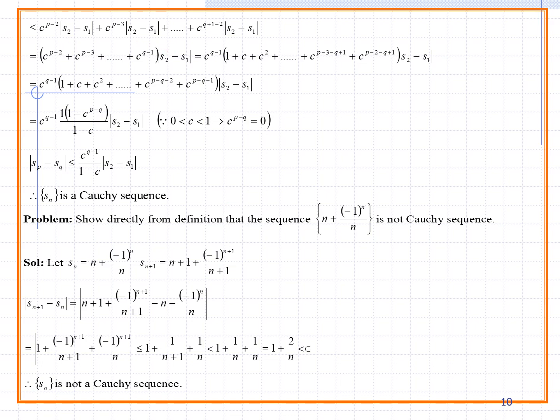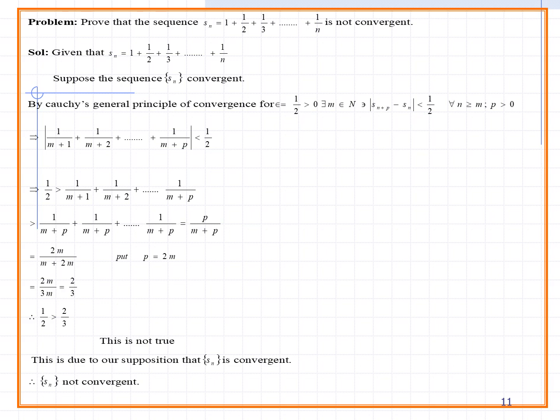Let us see one more problem. Prove that the sequence Sn equal to 1 plus 1 by 2 plus 1 by 3 plus so on plus 1 by n is not convergent. So this sequence we can say is not convergent. Let Sn be the given sequence.